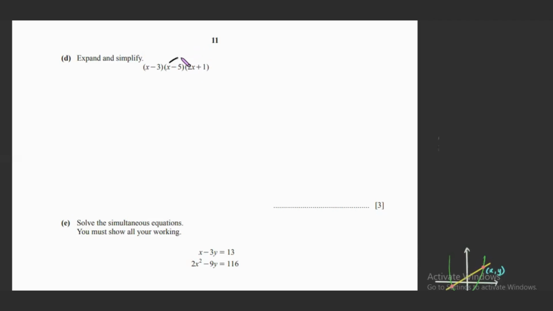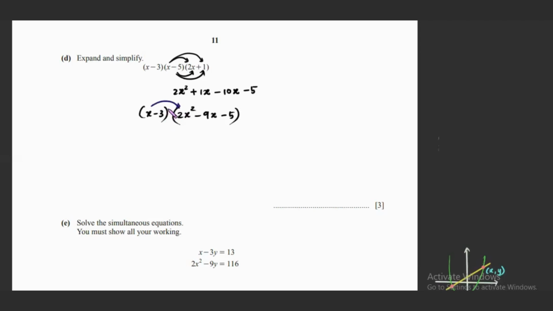So that will be x times 2x, so that is 2x squared. x times 1, that is 1x. Minus 5 times 2x, that is minus 10x, minus 5 times 1, that is minus 5. And I'm going to simplify this. So I get 2x squared minus 9x minus 5. This is what I get as the answer when I expand these two brackets. And in front, I have x minus 3. I now need to multiply these two brackets together.